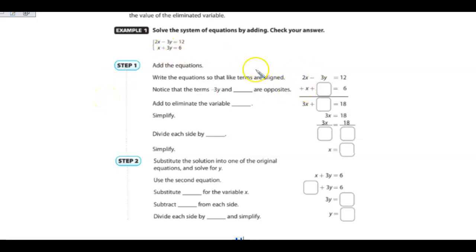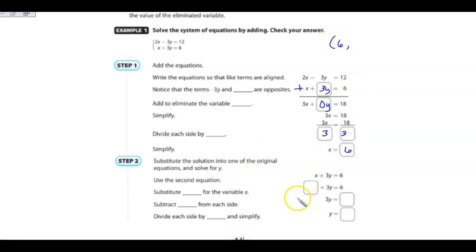So I'm going to bring down my equation, x plus 3y equals 6, and place it right underneath there. I'm going to be adding these because I know if I take negative 3 plus 3, I'm going to get 0. That's going to give me 0 y's, so that eliminates it. Then I have 3x equals 18, and if I divide both sides by 3, I get x is 6. So there's our x.